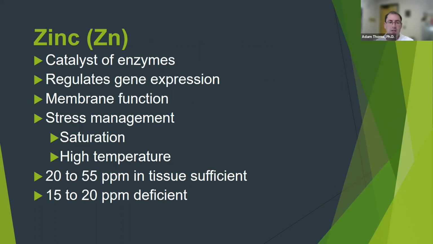We also move on to zinc here. Again, this is important for membrane function and stress management, especially at high temperatures. When we look at tissues, 20 to 55 parts per million is going to tell us that we have enough content in the tissue. 15 to 20 parts per million is going to say that it's deficient there.